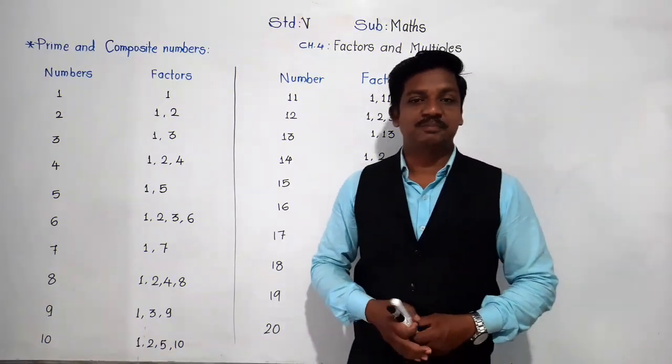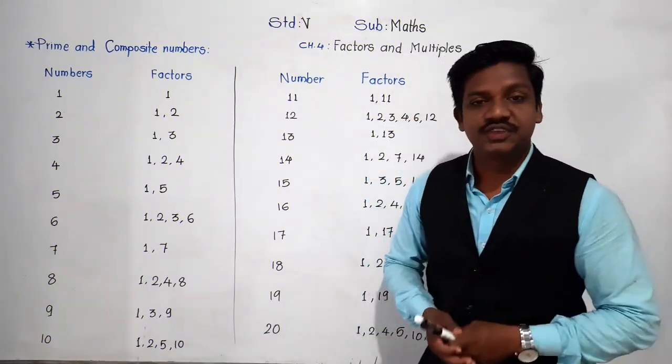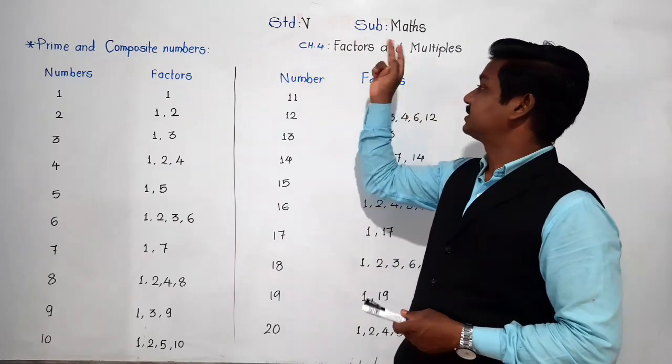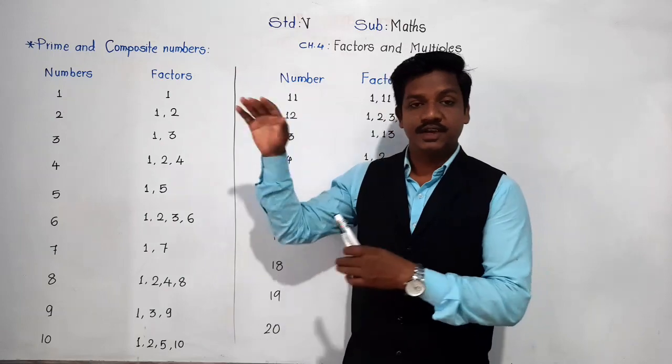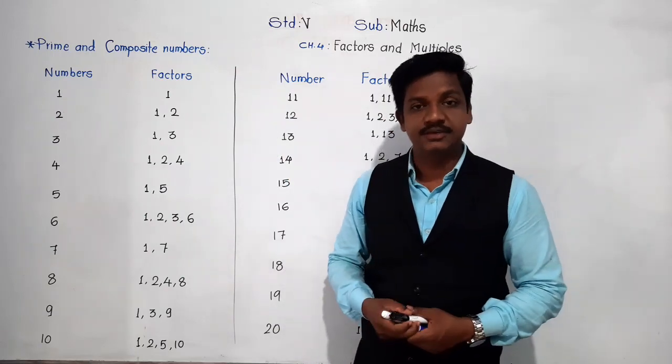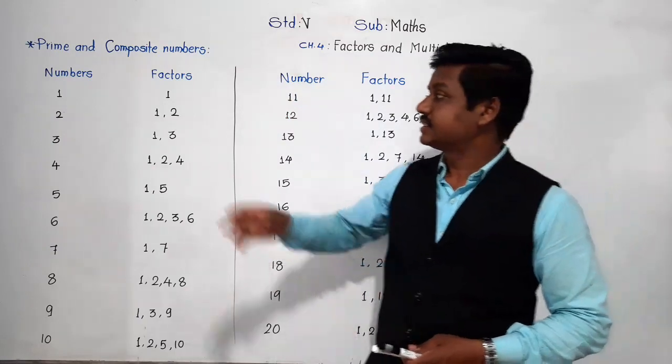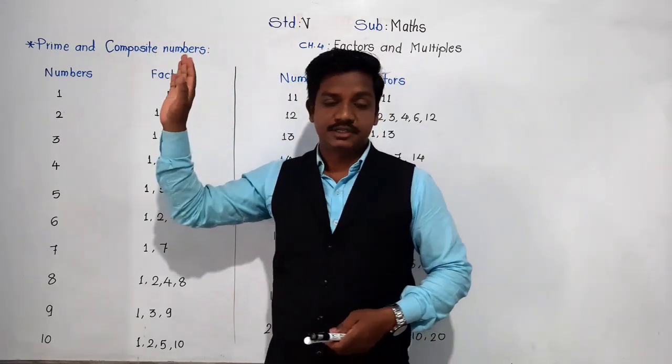For today's video lecture of maths. As you know, we are dealing with the fourth chapter of maths, that is factors and multiples. Okay, and we have learned many concepts in this chapter. Today the concept which we are going to learn is prime and composite numbers.